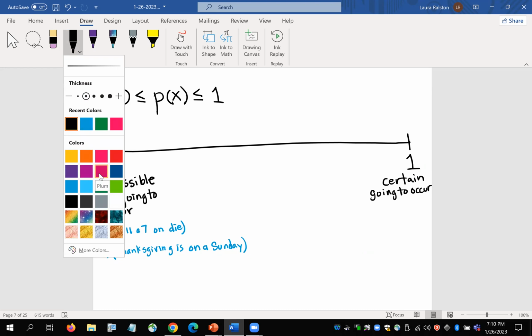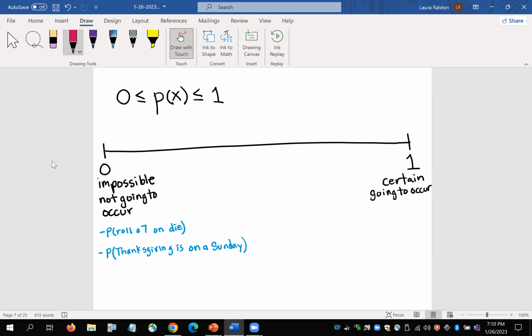Again, thinking about examples, if I say, what's the probability you roll a number less than 7 on a die? That's 100% or 1, because every number on the die is less than 7. So regardless of what I roll, I'm going to get a number less than 7.